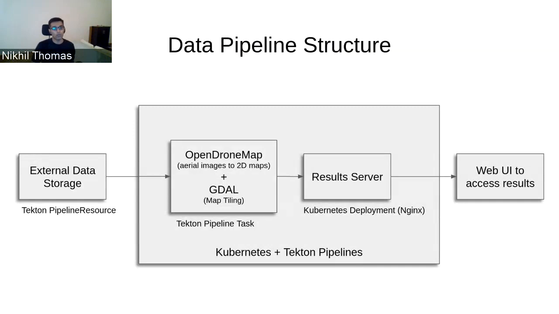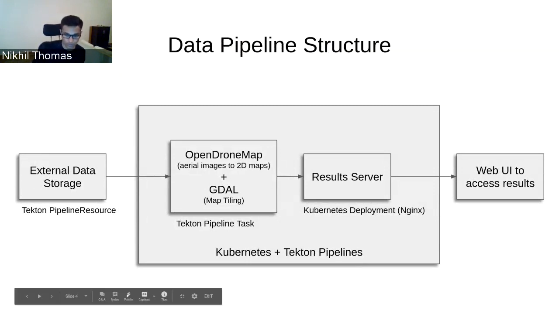This is the structure of this demo. The external storage will be represented using a Tekton component called a pipeline resource. The OpenDroneMap plus GDAL part will work as a Tekton pipeline task, and the result server is a Kubernetes deployment running an Nginx image, which will provide a web UI to view the results.